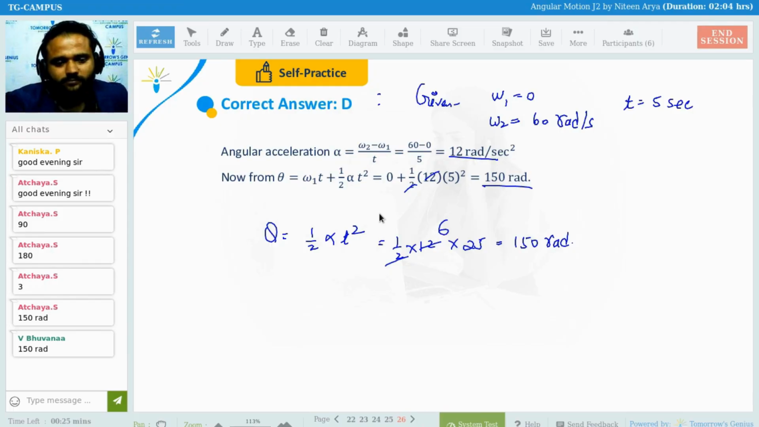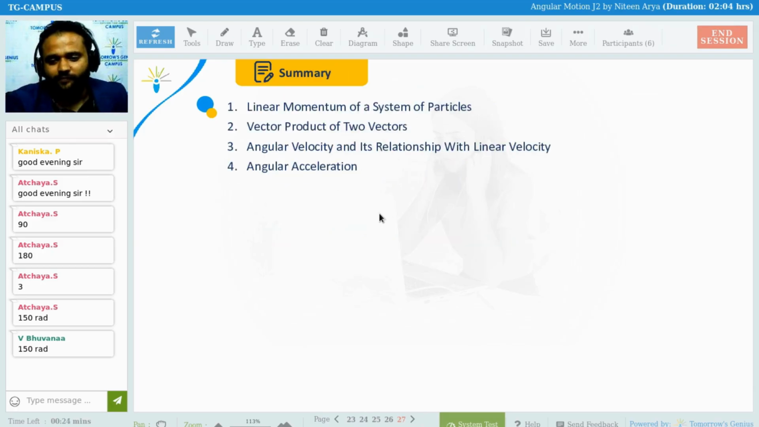Got it? 150 radian. Okay, so in this way we finish this lecture. Finally, the first lecture on time, or you can say after so many days.